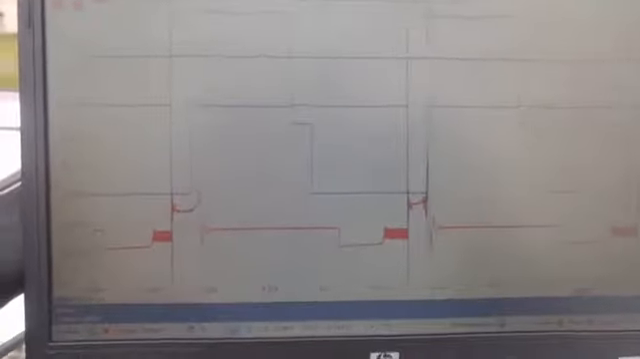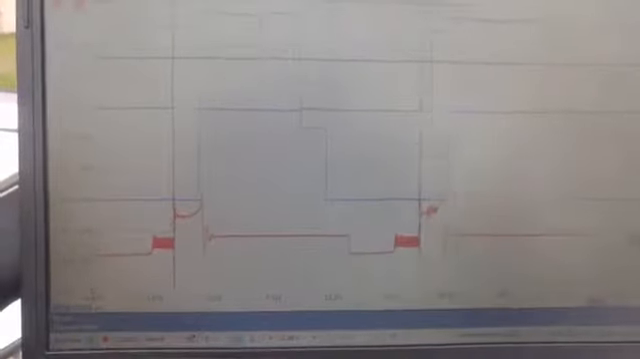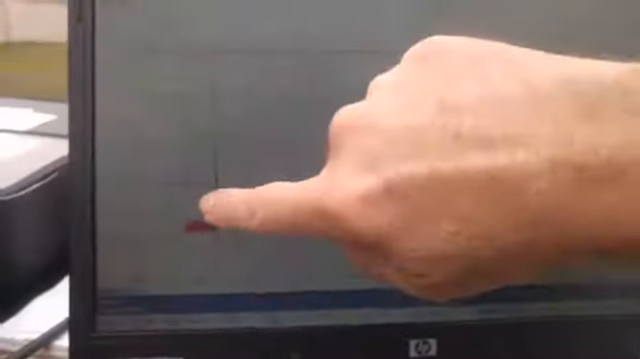So here's the signals. The blue signal is the PIP signal. The red signal is the coil firing event. That's this first spike right here. And then the green signal is the SPOUT signal.